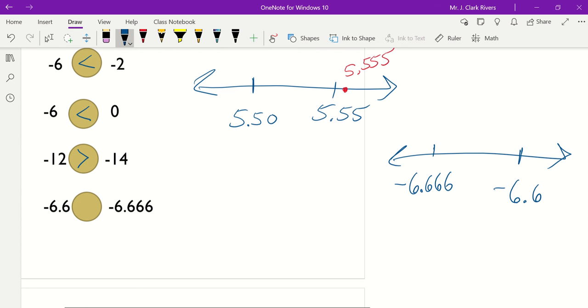So we're going to say negative 6.6 is greater than negative 6.666. So problems like this, you probably do want to actually plot them on a number line so that you don't get tripped up. Yes, Caitlin?